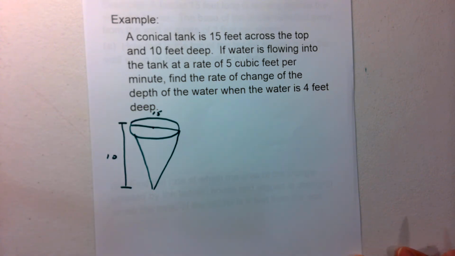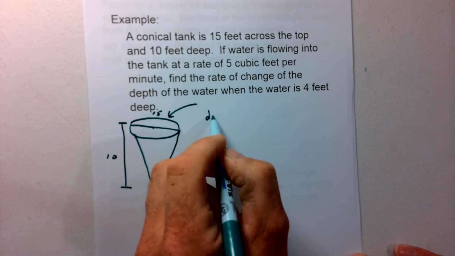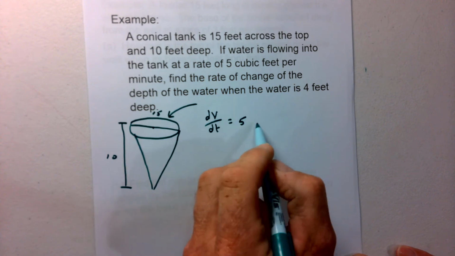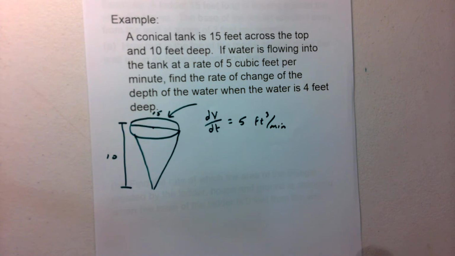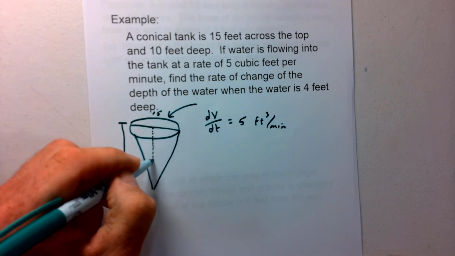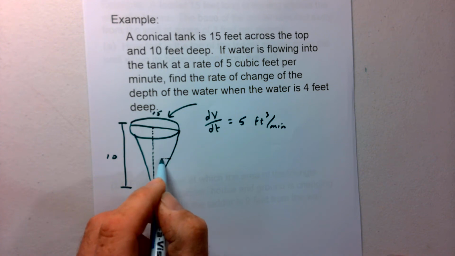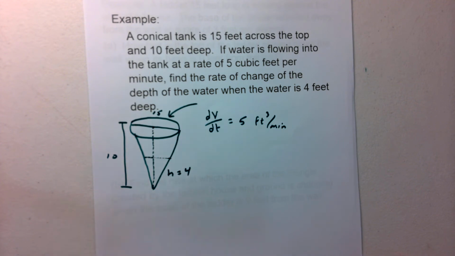And if water is flowing into the tank at a rate of 5 cubic feet, we know the volume then, because we're putting water into it, is going to increase, isn't it? So dV/dt is going to be 5 cubic feet per minute. We want to find the rate of change of the depth of the water when the water is 4 feet. So if we go from the center and down, we know our height is going to be 4 feet. So kind of our water line is going to be maybe in that form. So our height is going to be 4.